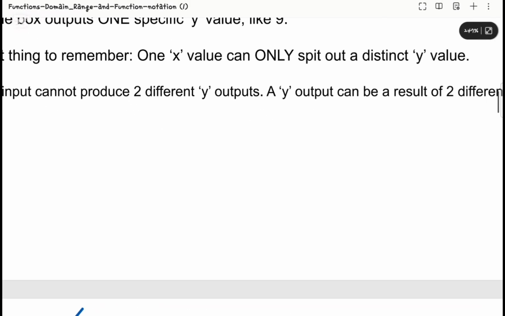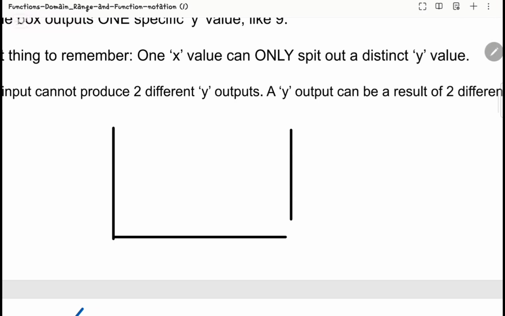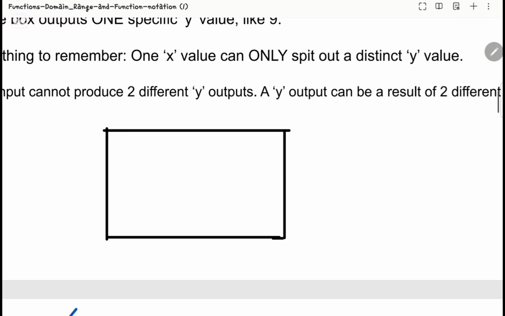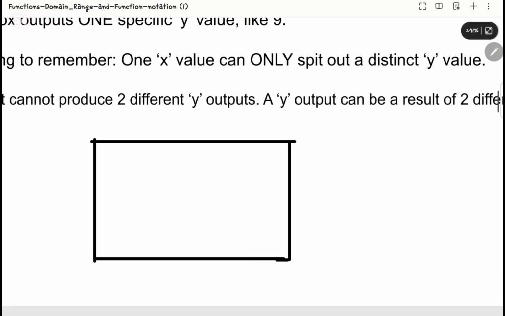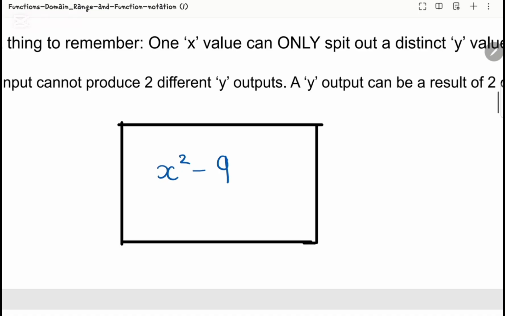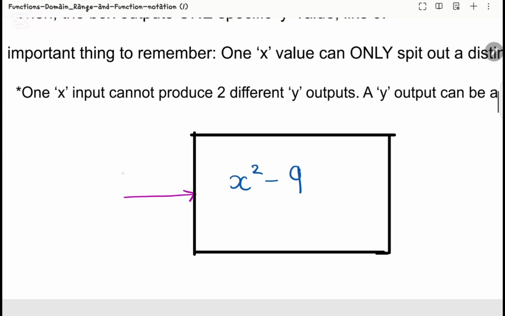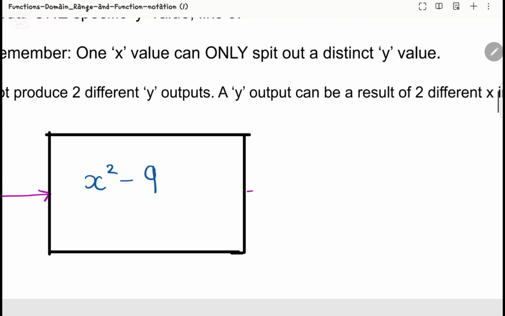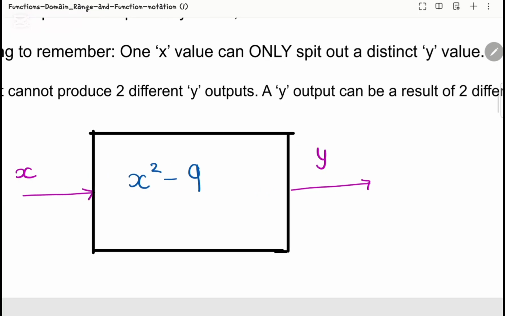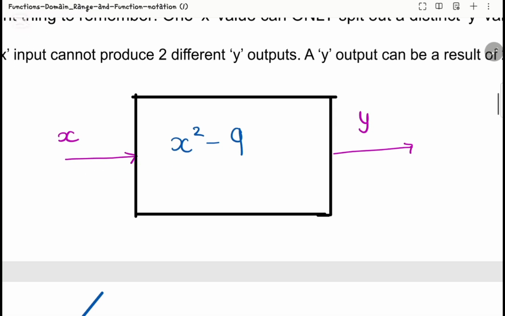I like to imagine it as a box. In this box, it's a relation. Let's say I choose x squared minus 9 as the relation inside this box, this function box. So this function takes in an x value and it outputs one specific y value, like this, right? This is visually how it works. An x value comes in and it goes through a series of transformations, and then a y value is outputted.